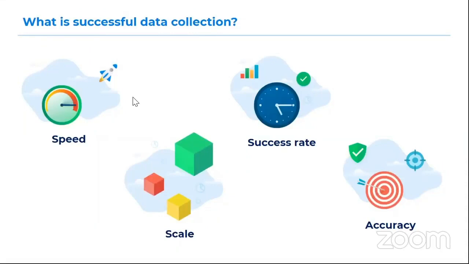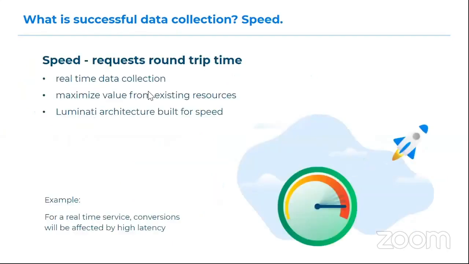So basically, the way we see it, there are four main elements to having a data collection operation be successful. We have speed, scale, success rate, and accuracy, and each and every one of them has different elements to it that we need to take into account. So let's start with speed. And first, I'll start by defining what I mean here.